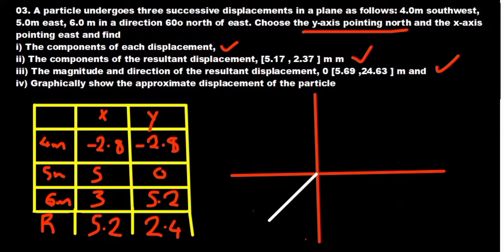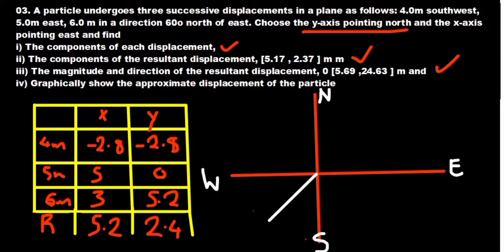Let's try to indicate this. This is our west, of course, and this is our south. Okay, let me write that better. This is our south, this is our east, and the y-axis is our north. So we've shown the first displacement.